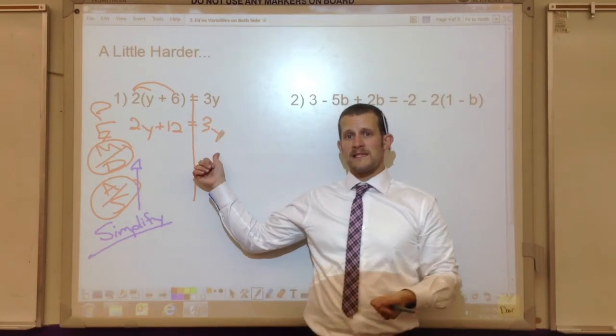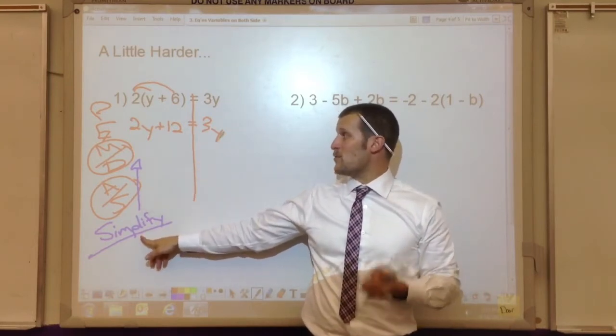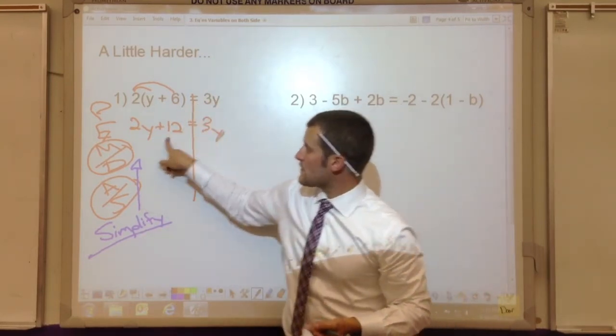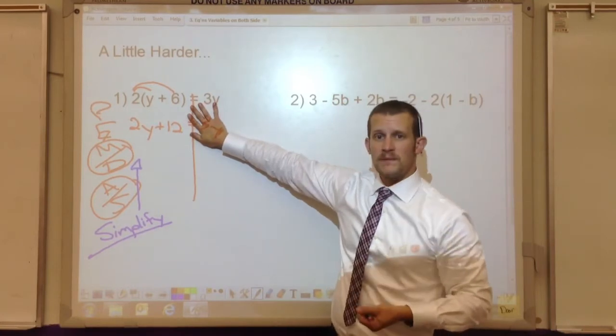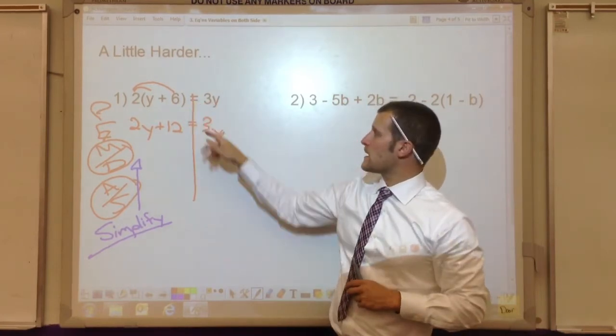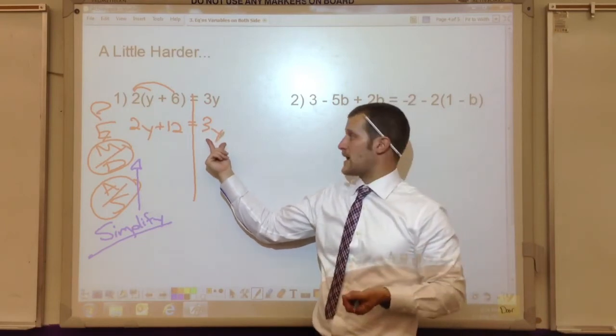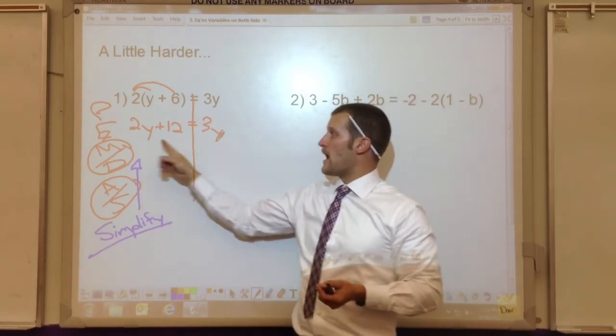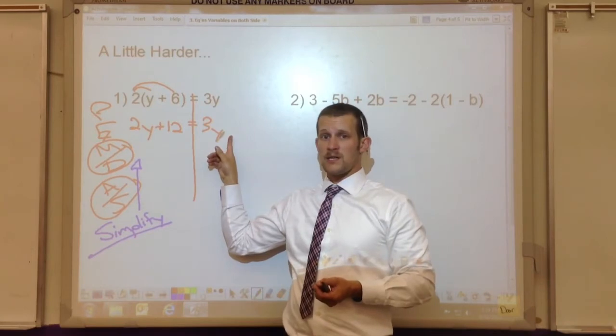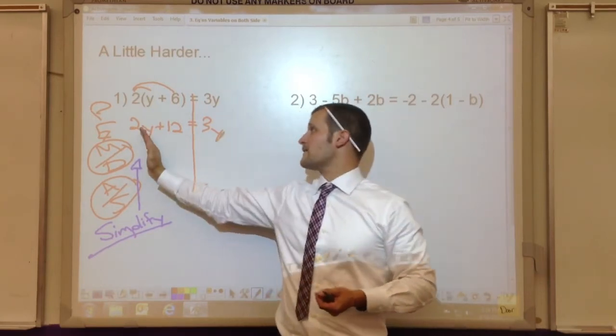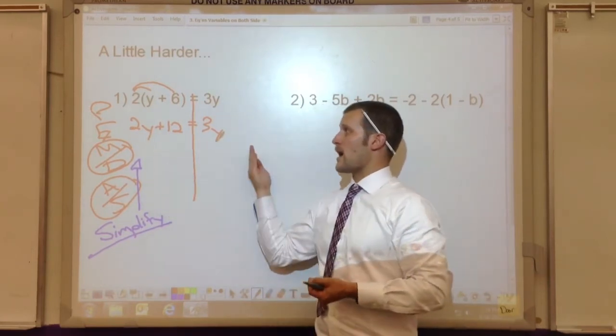I would always ask myself if I can simplify even more. Can I simplify the stuff over here? No. 2y plus 12 is as simple as it gets. Can I simplify the stuff over here? No. 3y is as simple as it gets. Now, I have variables on both sides, so I can choose to take all my variables to the left or take all my variables to the right.